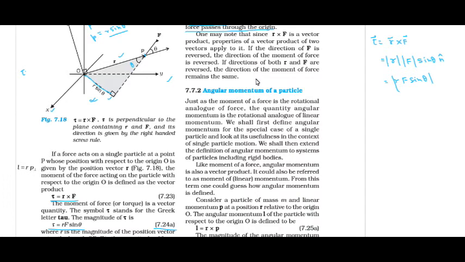Now 7.7.2, angular momentum of a particle. Just as the moment of force is the rotational analog of force, the quantity angular momentum is the rotational analog of linear momentum. So what is angular momentum? Angular momentum is the rotational analog of linear momentum.